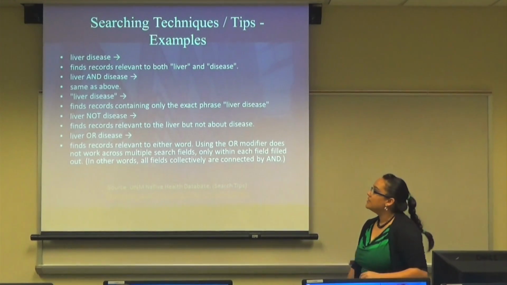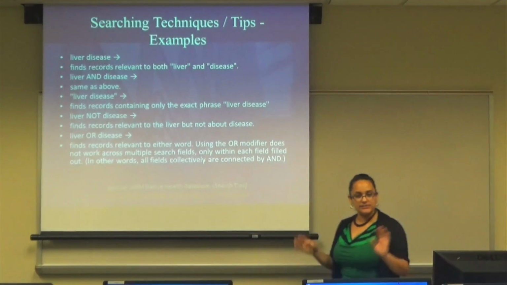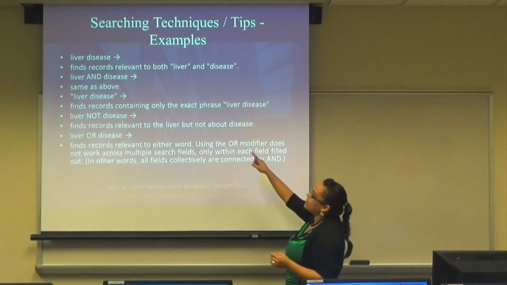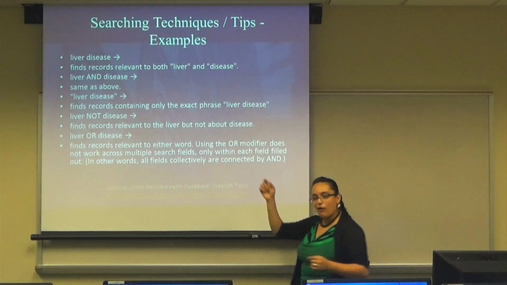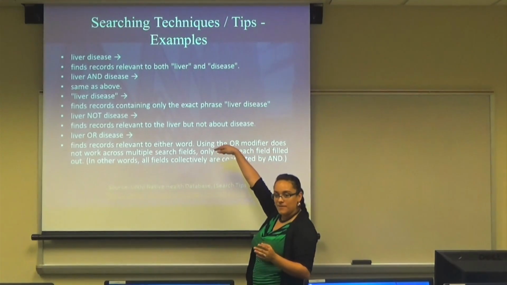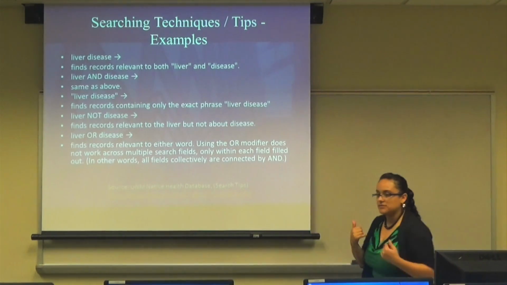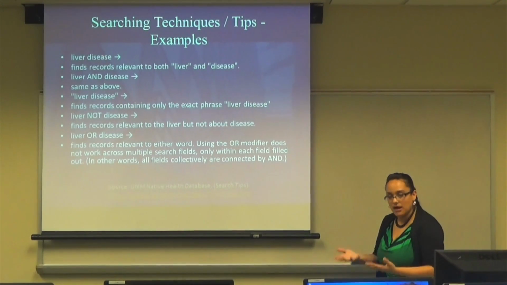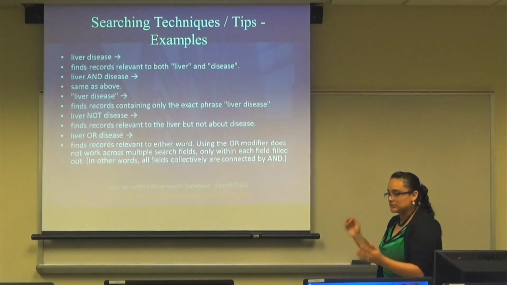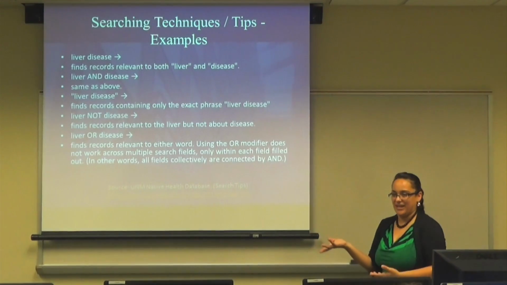Usually, yes, right. Usually we can just say liver disease, and it'll automatically think that it's liver and disease. But the reason why I put this up here as an example is because there are databases that can automatically imply that it's an OR, or it can automatically imply that it's an AND. So it's important for us as searchers to really tell the database, this is what I want. I want liver AND disease. That way it doesn't assume something else.